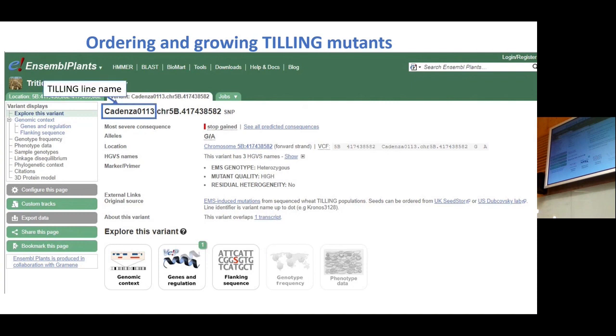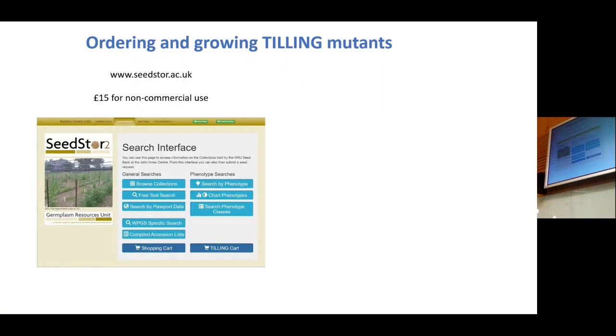And this tells us the TILLING line name. So here it's Cadenza 113. And it also tells us that seeds can be ordered from the seed store. This seed store website is maintained by the Germplasm Resources Unit here at John Innes Centre, and we're going to visit it on Friday.